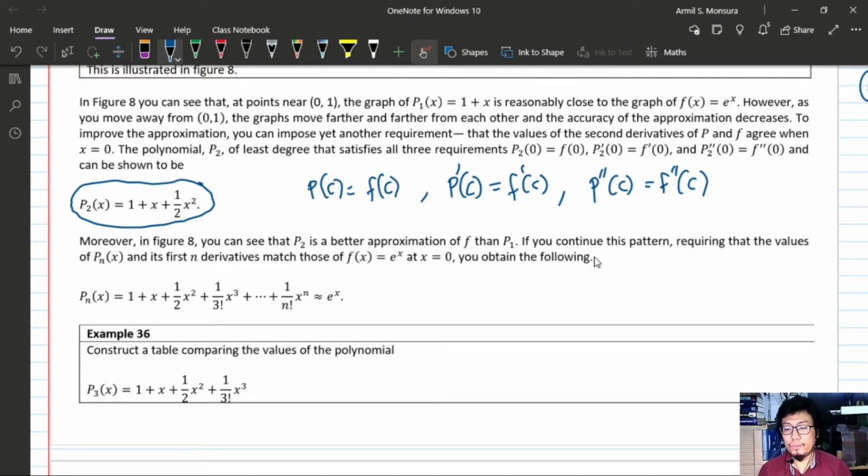Now, if you continue this pattern, extending this approximating polynomial, you would be able to get this expansion. So your nth degree, or nth order, approximating polynomial for e raised to x would have a form something like this. That is the idea here. Later on, we will be generalizing this for some of your elementary functions.